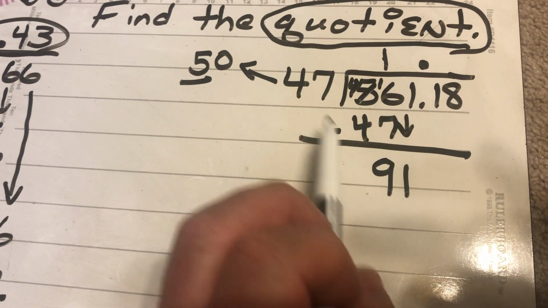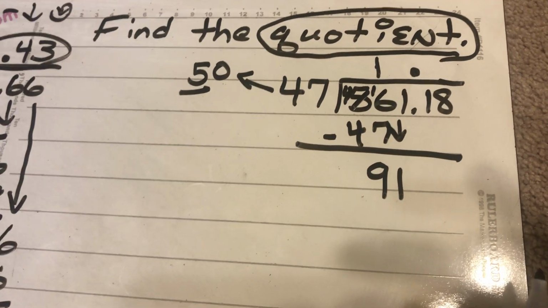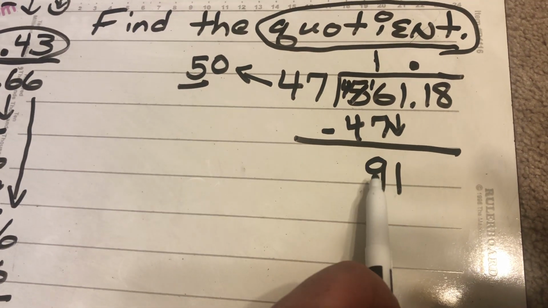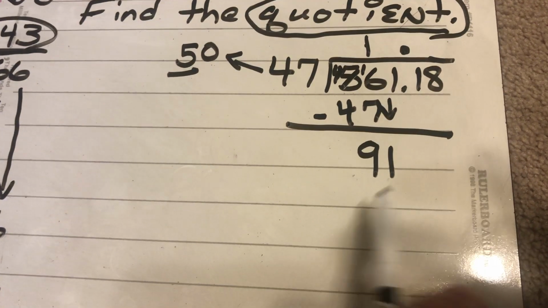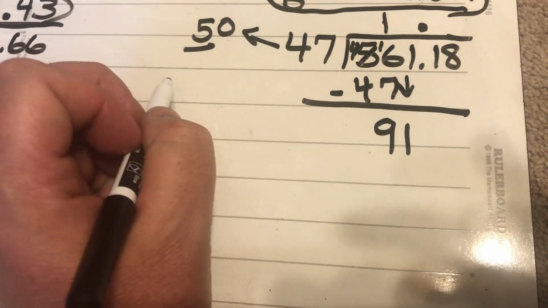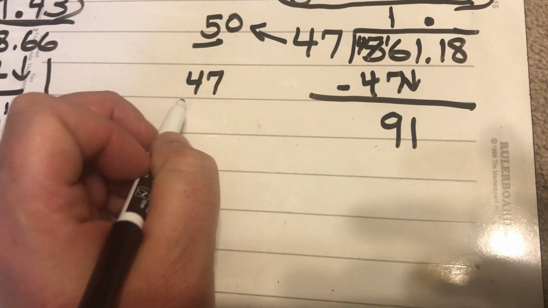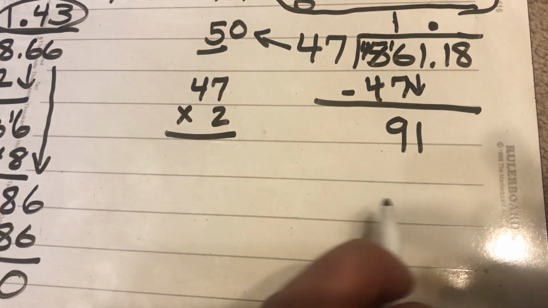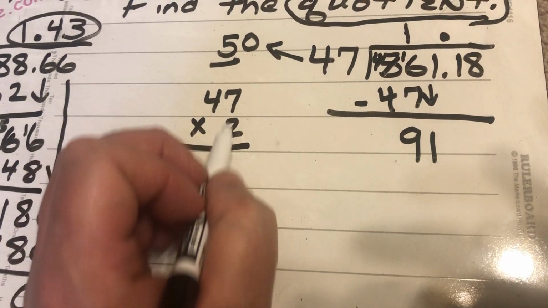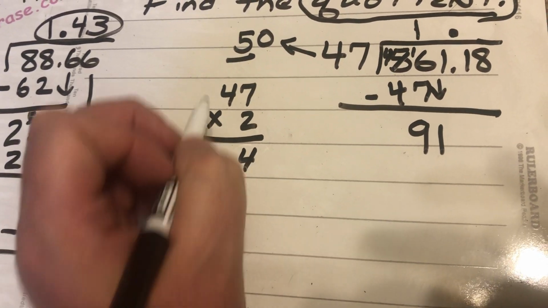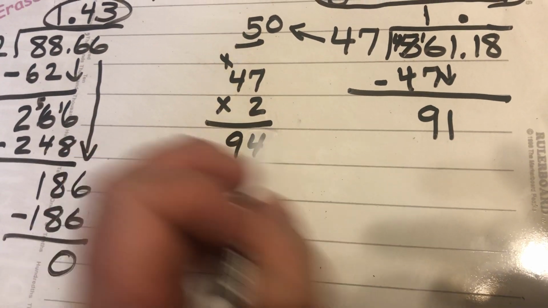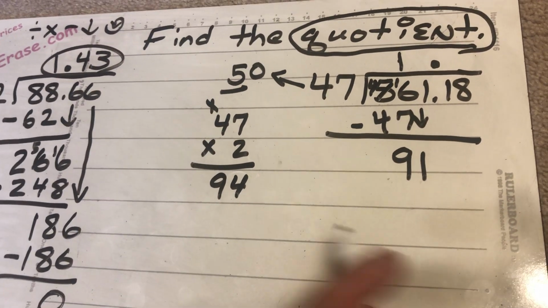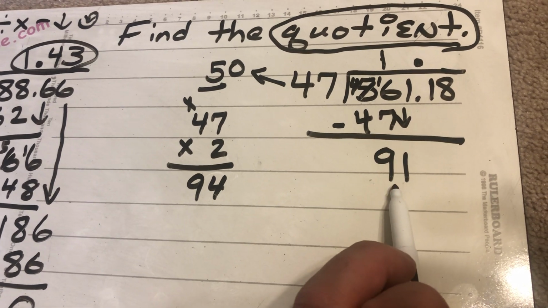And so now I'm seeing how many times 47 can go into 91. Well, 5 can go into 9 one time. I know that 47 times 1 is 47, but that might be kind of close. So just to be safe, we're going to do 47 times 2 and see what that is. 2 times 7 is 14. Put the 4 down, carry the 1. 2 times 4 is 8, plus the 1 is 9. I get 94. Well, that's going to be too big because I'm doing 91.